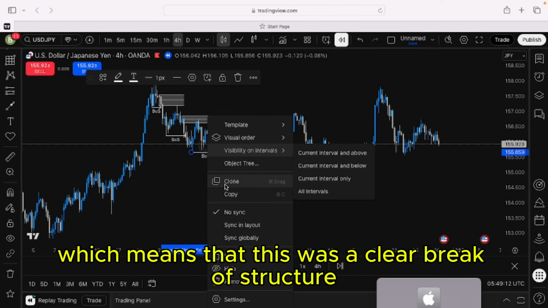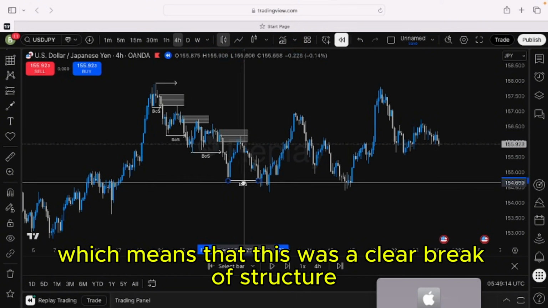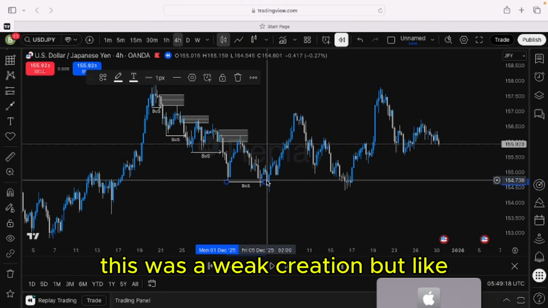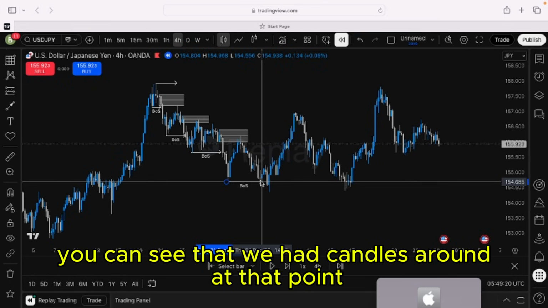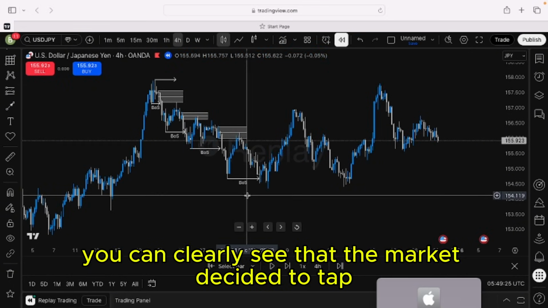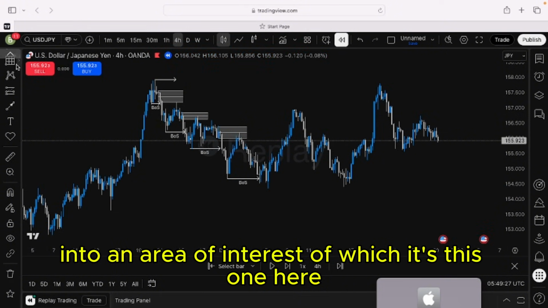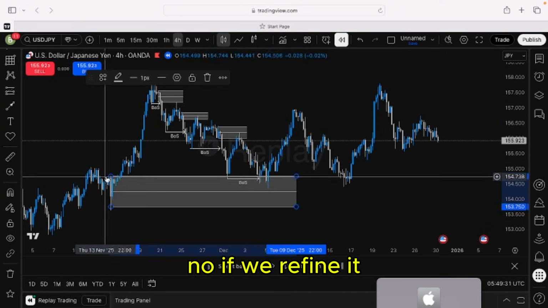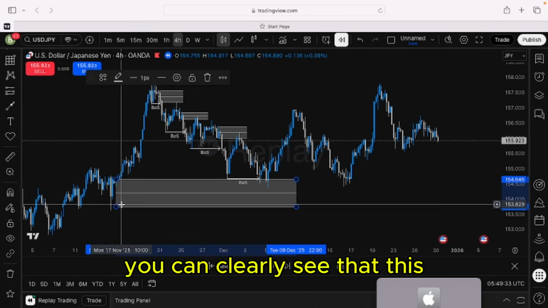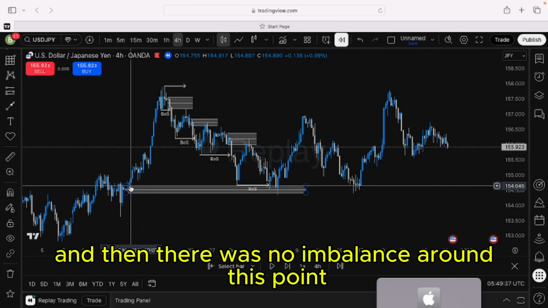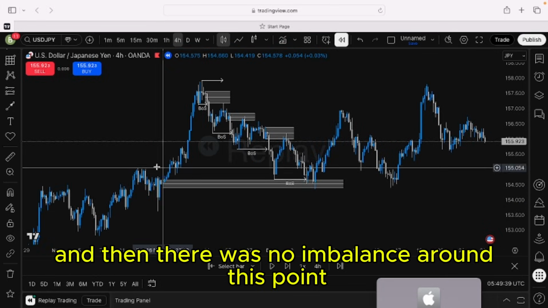Then after having that lower low, you can see lower low, lower high, lower low just around that point, which means that this was a clear break of structure again. As you can see right there, this was a weak creation, but you can see that we had candles around at that point. Then after even that break of structure, you can clearly see that the market decided to tap into an area of interest, which is this one here. Now if we refine it, you can clearly see that this is the area of interest that we are looking at, and there was no imbalance around this point.